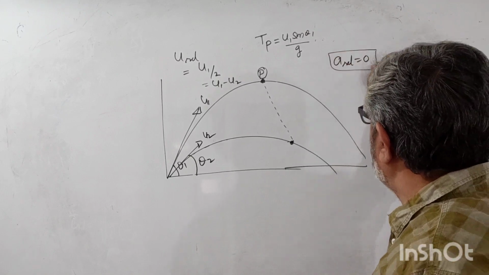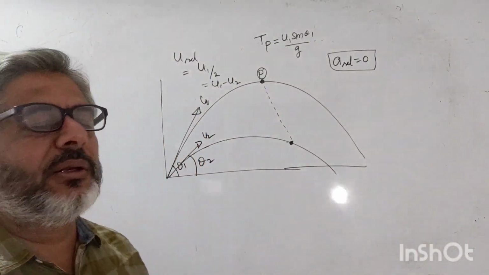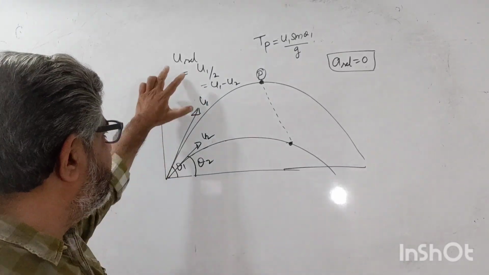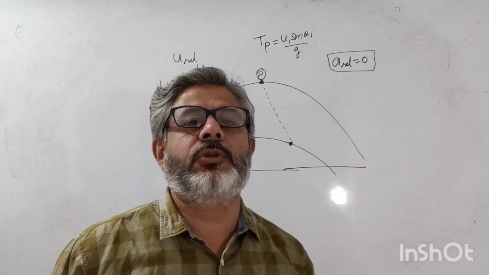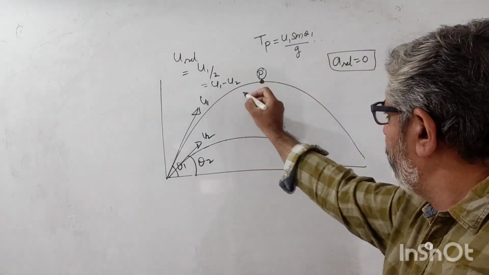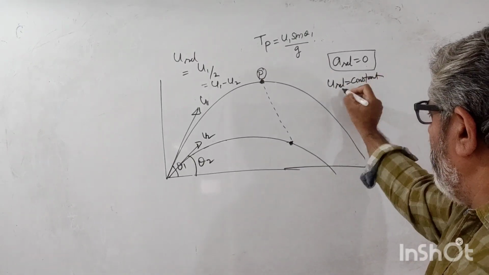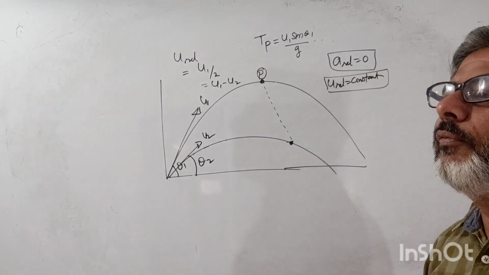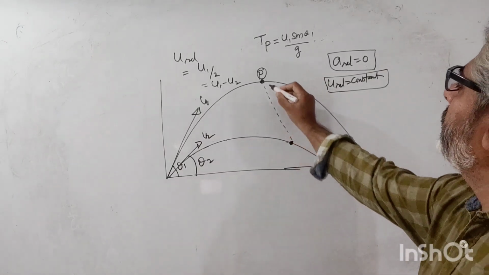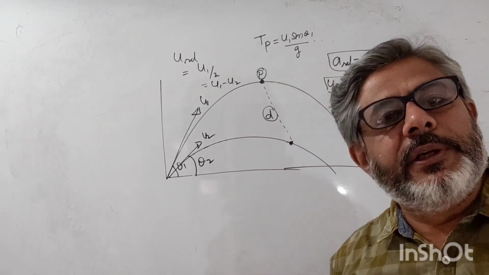Because we forget such things, we find problems hard. If you remember these things, these problems are not hard. So their relative acceleration is 0, which means this relative velocity, whatever it is initially, that is u1 minus u2, remains constant. So this relative velocity is a constant, and if you remember this, you can find the distance between them very easily. How? Suppose this distance is d. Now this distance d depends upon their relative speed or relative velocity.